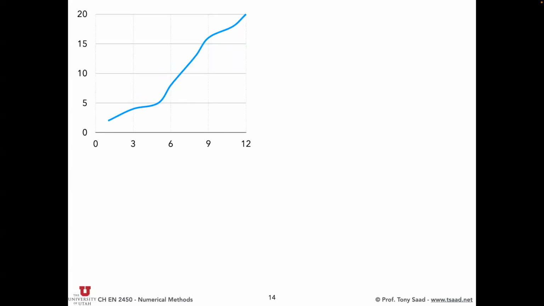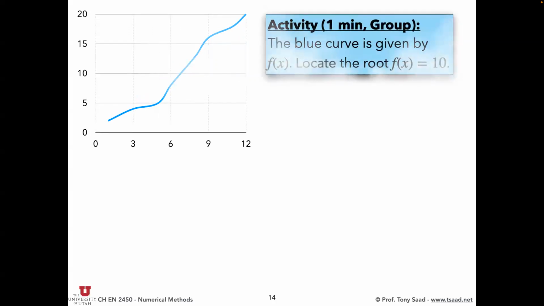Now here's another blue curve. The blue curve is given by f of x, and now I'm asking you to locate the root, or to solve f of x equals 10. So where is the root of f of x equals 10? Just spot it, eyeball it, and tell me how you would see it. Show me, explain to me how you got that.